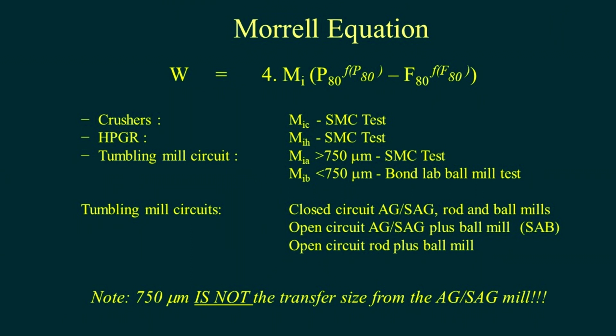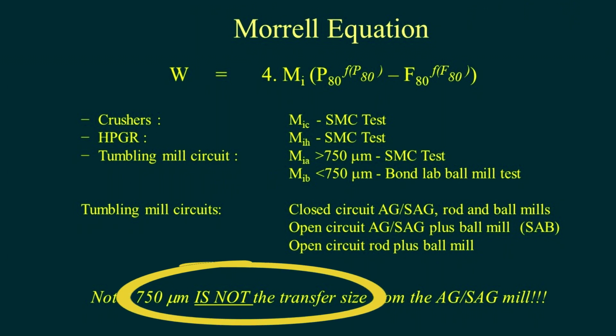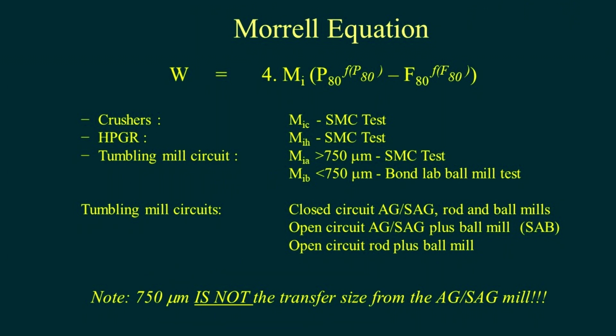Some people, unfortunately, have taken 750 microns in SAG mill circuits to be what's called the transfer size, and we're going to talk about transfer size later. Even though I specifically said in my paper that it is not the transfer size, it is still being used by some engineers. It is not, and it should not be used in that way. I just wanted to reiterate that to you, and I'll go on later to explain why.